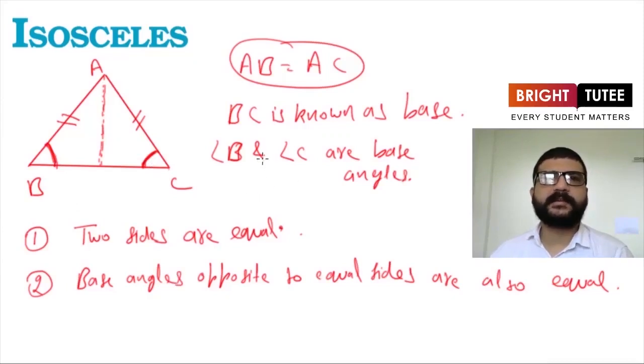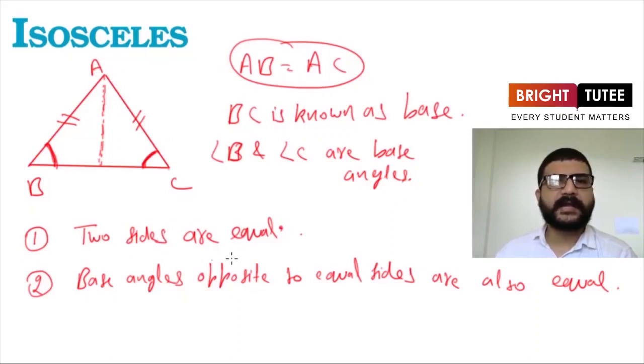So till now we have seen two triangles, the equilateral triangle and the isosceles triangle. In an equilateral triangle all three side lengths are equal and all three angles are also equal, and they are 60 degrees each. And in an isosceles triangle, two side lengths are equal and base angles opposite to equal sides are also equal. Now let's see a few questions based on these properties.